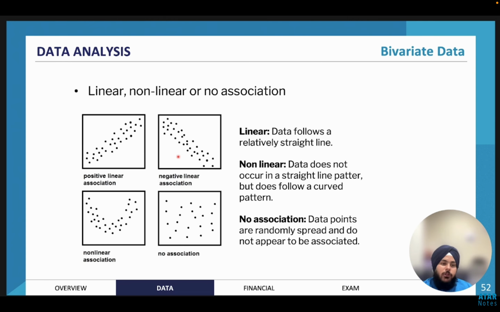Okay, linear, nonlinear, or no association. Linear data will usually follow a particular trend, and that trend is going to be a straight line.